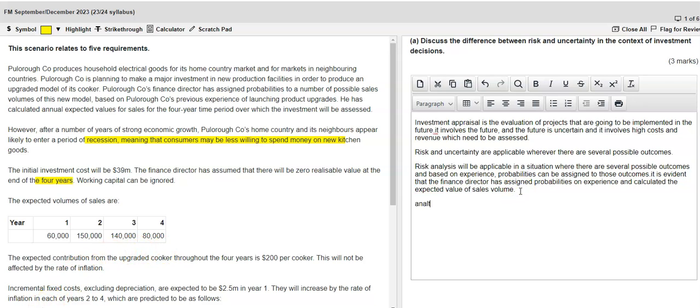Okay, analysis of uncertainty is different. Analysis of uncertainty will be applicable to a situation where there are several possible outcomes, however, on the basis of past, company cannot apply probabilities on those outcomes. Okay guys, remember one thing.